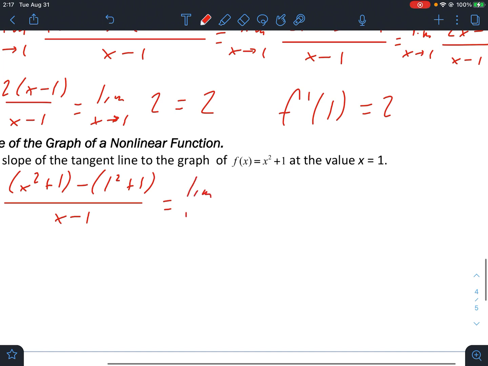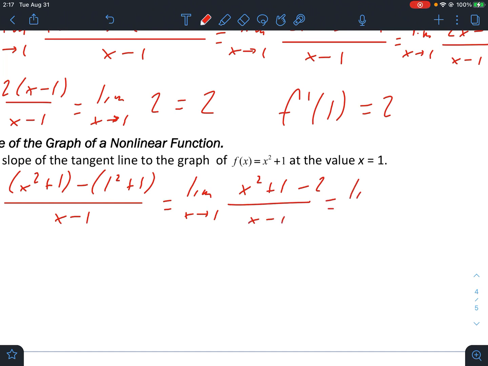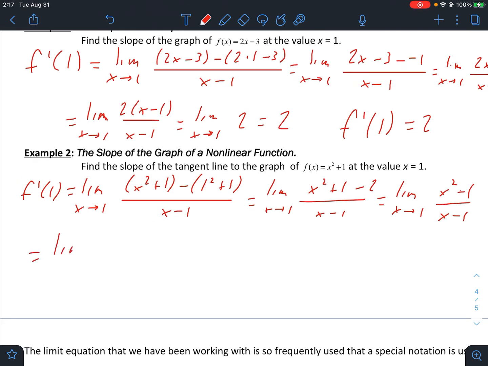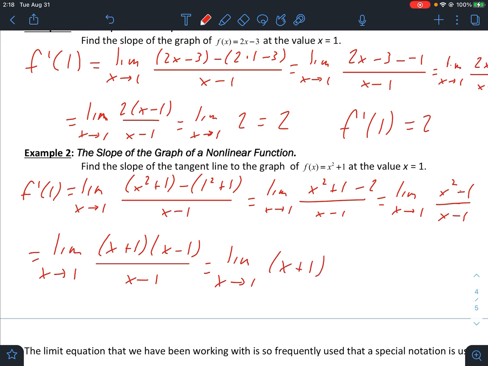And that gives me limit as x approaches 1 of x squared plus 1 minus 1 plus 1, which is 2, over x minus 1, which is limit as x approaches 1 of x squared minus 1 over x minus 1. And we're almost to a point where we can put 1 in, but not yet. If we factor the numerator, we get x plus 1, x minus 1 over x minus 1. And now if we cancel, we're left with that. And if we put 1 in, we get 2 back.